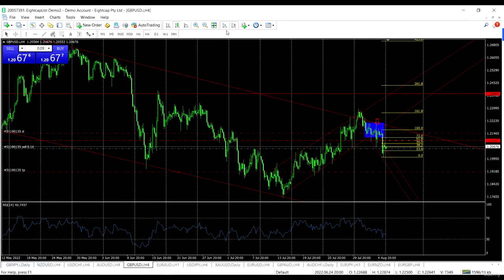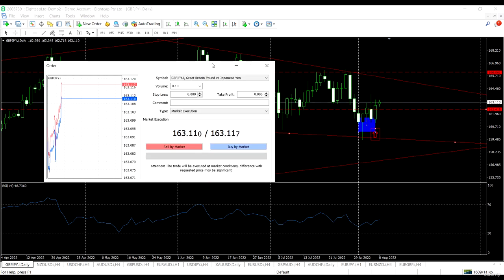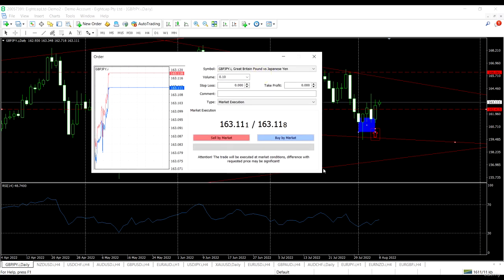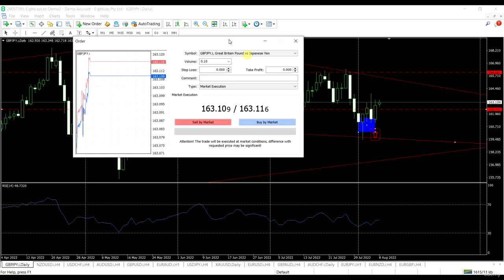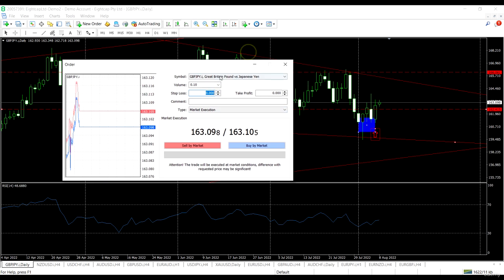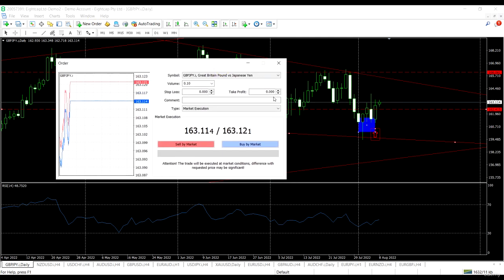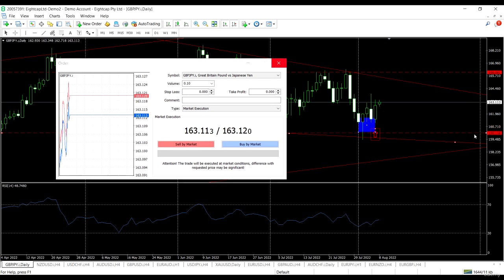Okay, so coming to our trading platform. Let's assume we want to enter a trade. I'm going to go through the trading platform with you. So this is just for you to see what I mean by the stop loss levels and the take profit levels. Okay, so let's assume I want to enter a trade. Let's assume I want to buy or sell. So let's assume I want to buy. I'll have to have my stop loss below and have my take profit above.